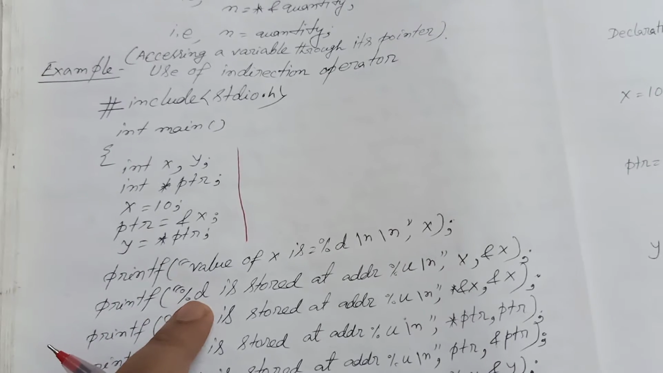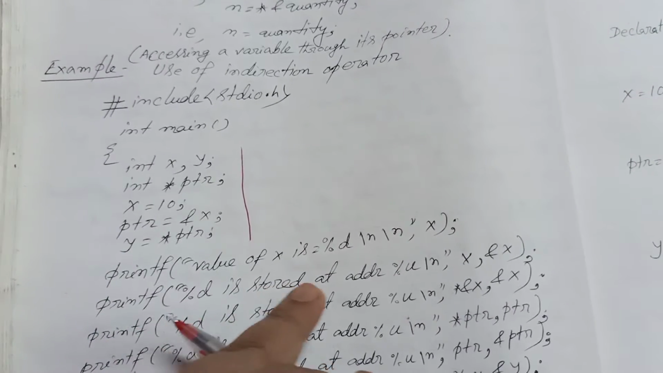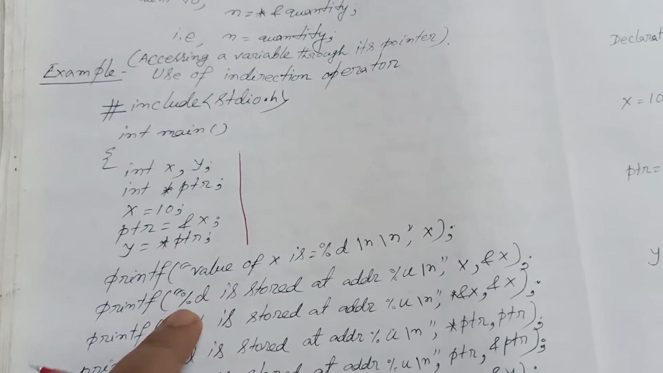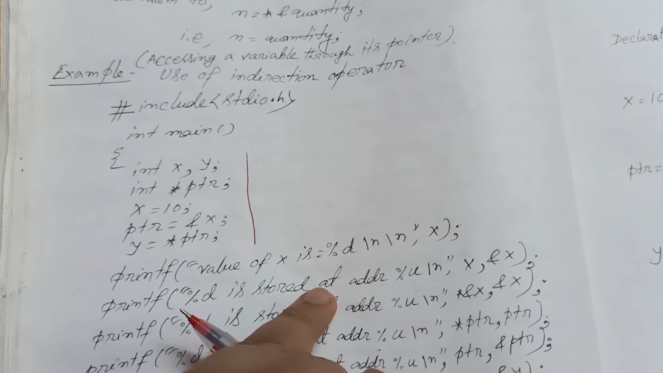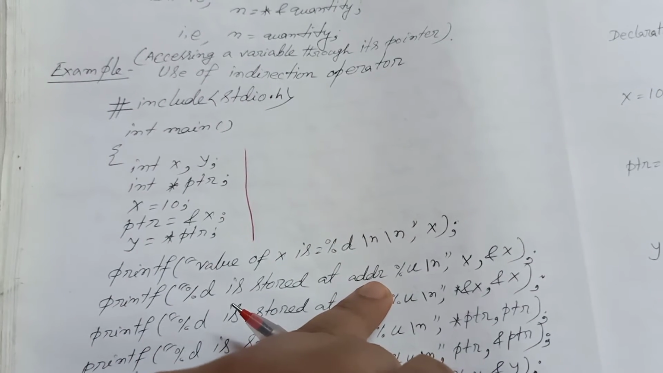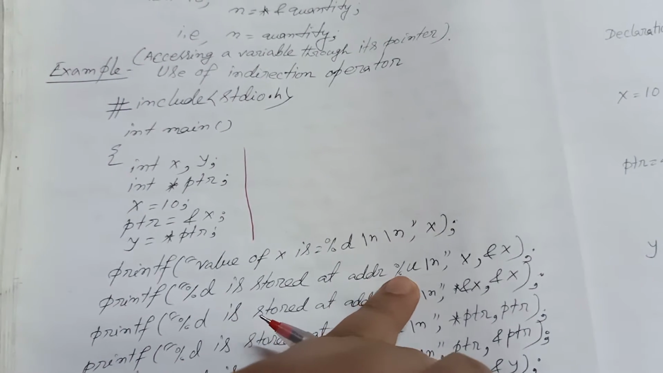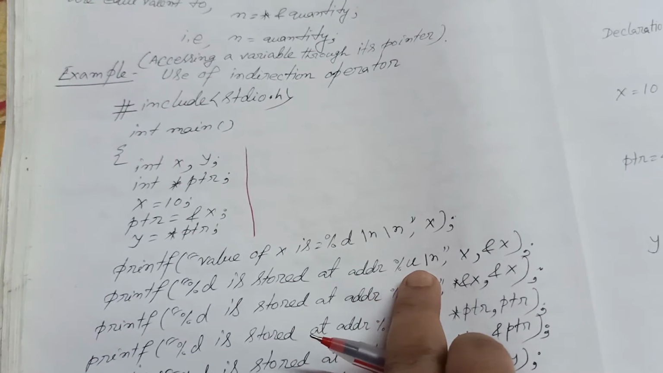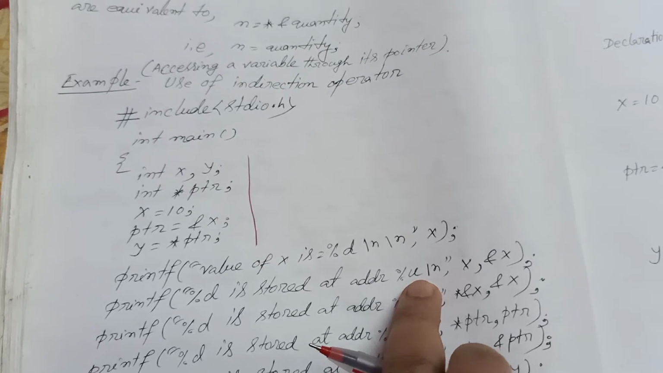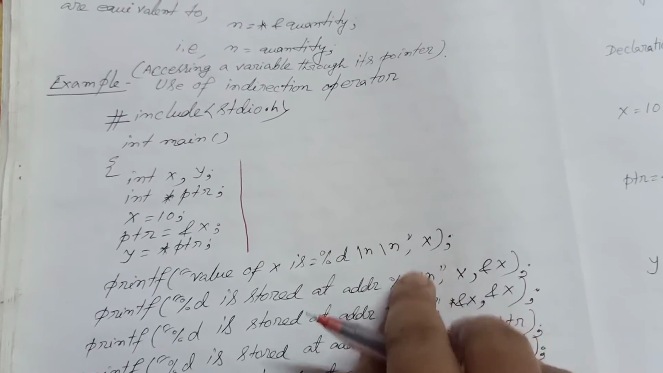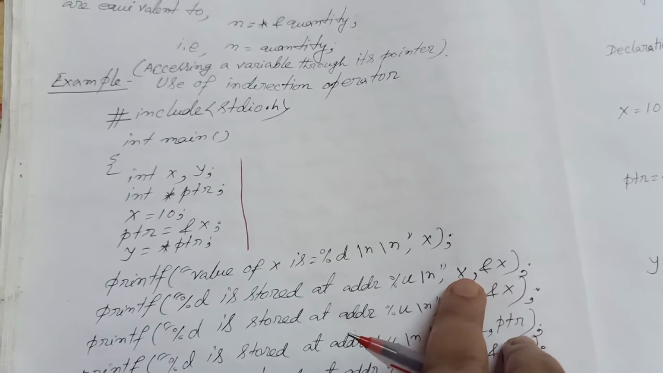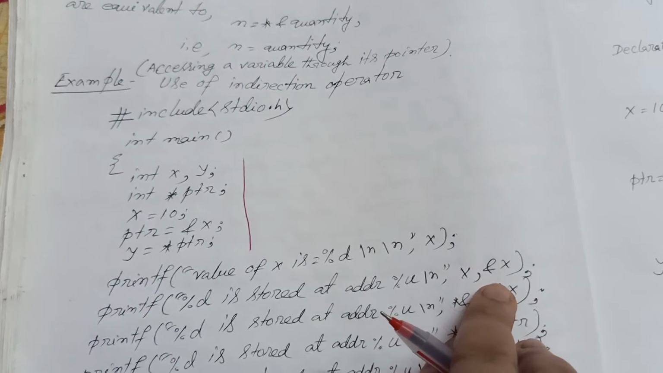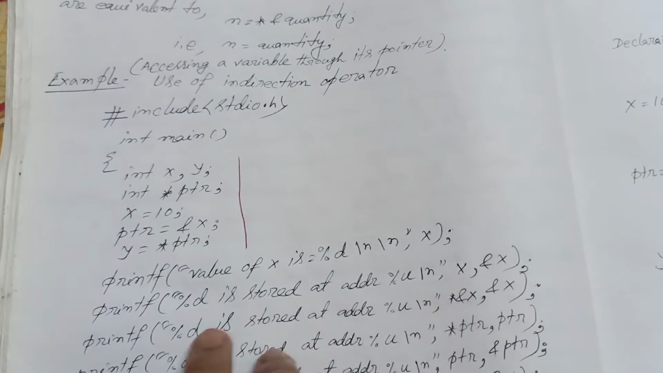Next printf, %d is stored at address %u. That means the value of x, and in which address it is stored, that's why we are using the format specifier %u. %u is used to display the address value. That's why after the quotation is complete, we have written x comma ampersand x.